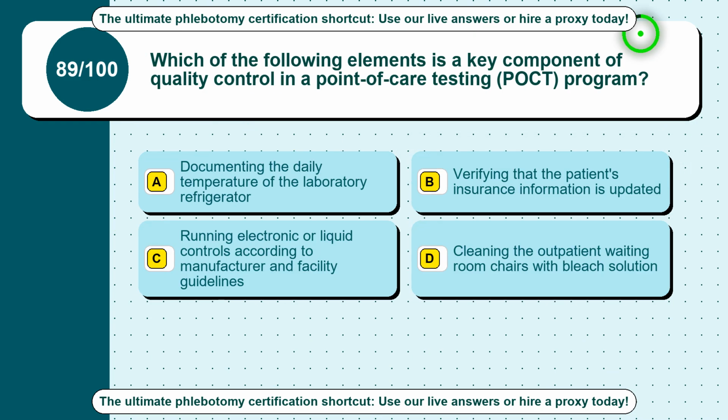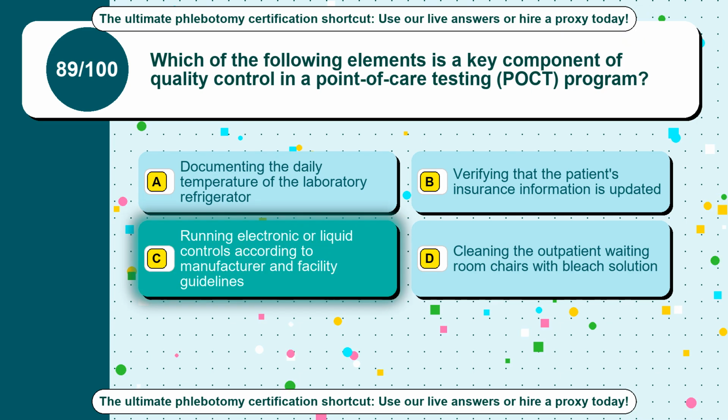Question 89. Which of the following elements is a key component of quality control in a point-of-care testing, POCT, program? Option A, documenting the daily temperature of the laboratory refrigerator. Option B, verifying that the patient's insurance information is updated. Option C, running electronic or liquid controls according to manufacturer and facility guidelines. Option D, cleaning the outpatient waiting room chairs with bleach solution.